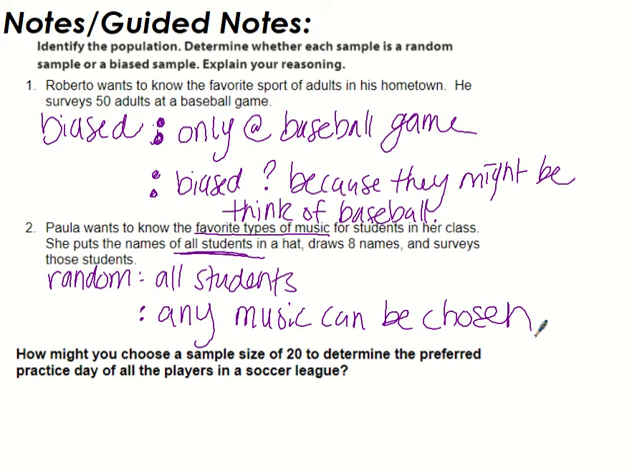All right, how might you choose a sample size of 20 to determine the preferred practice day of all the players in a soccer league? Okay, so I want you to come up with how you might do it. We want a random sample, so make sure you're thinking random, right? How are you going to pick these 20 people out of everyone in the soccer league to know when they would prefer to practice? Okay, so you're going to put an answer here and we will discuss it.